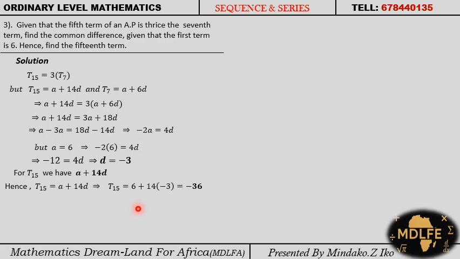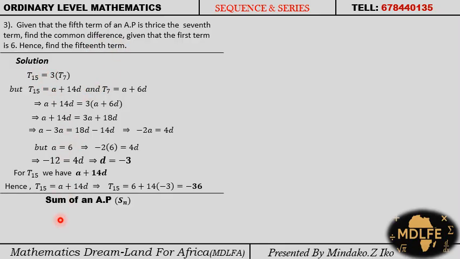Sequence and series seems difficult to some students, but it's very easy once you know that if they're talking of the 7th term, it means A plus 6D, and the 100th term means A plus 99D. With this logic, when something is thrice the other or 4 times the other, please be careful with it. This is the exact procedure you have to follow.